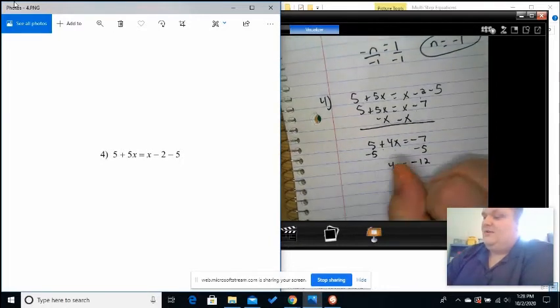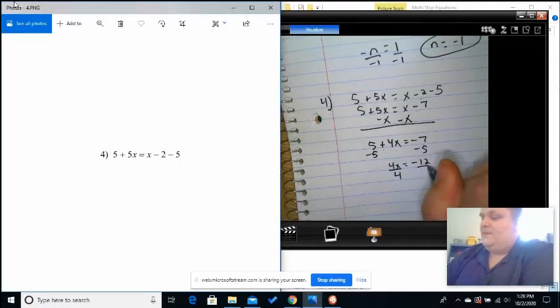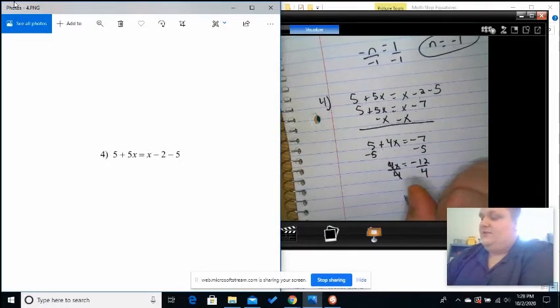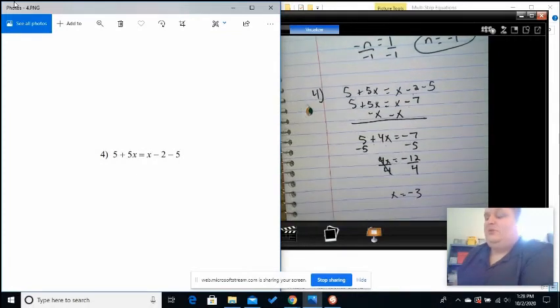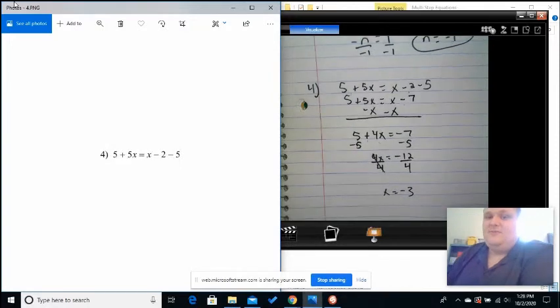One-step equation. 4 times x, you're going to divide by 4. So you're going to get x = -12 divided by 4. That would be negative 3. Okay, negative 3. So number 4 is negative 3. I'll leave that there. You all can pause it and take a look.